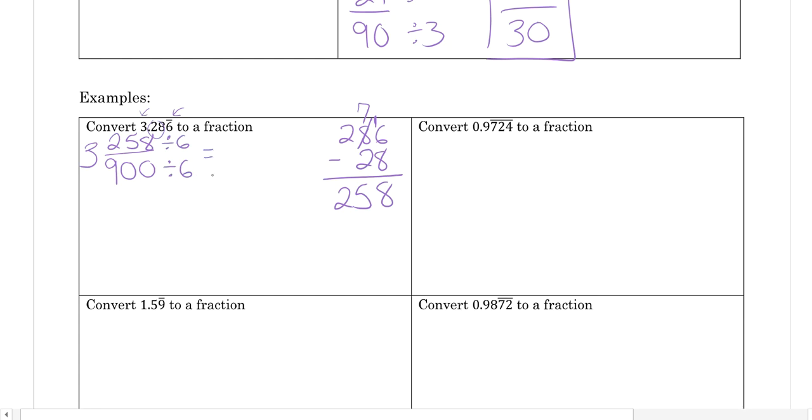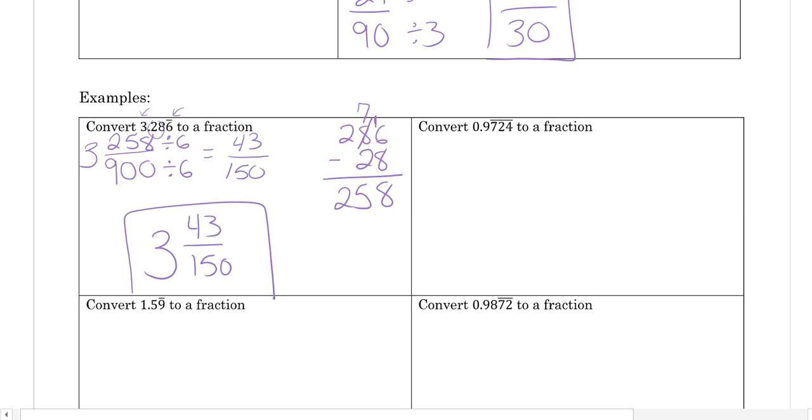So if I do that division, 258 divided by 6 is 43. 900 divided by 6 is 150. So that would leave me with my whole number 3 and 43/150 as my simplified fraction.